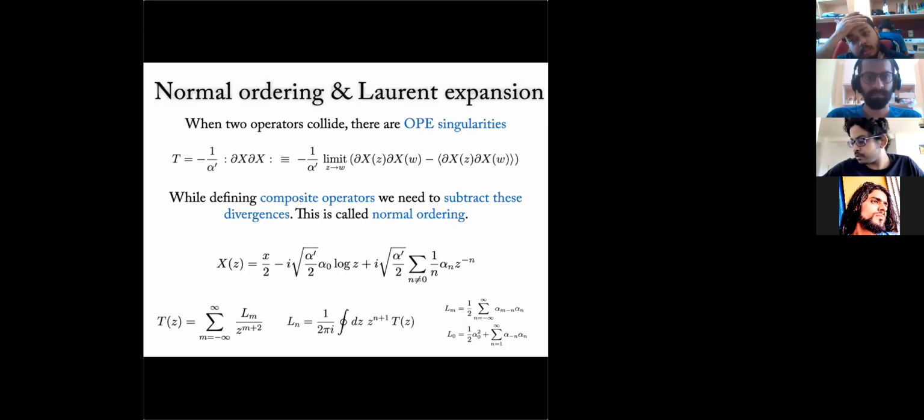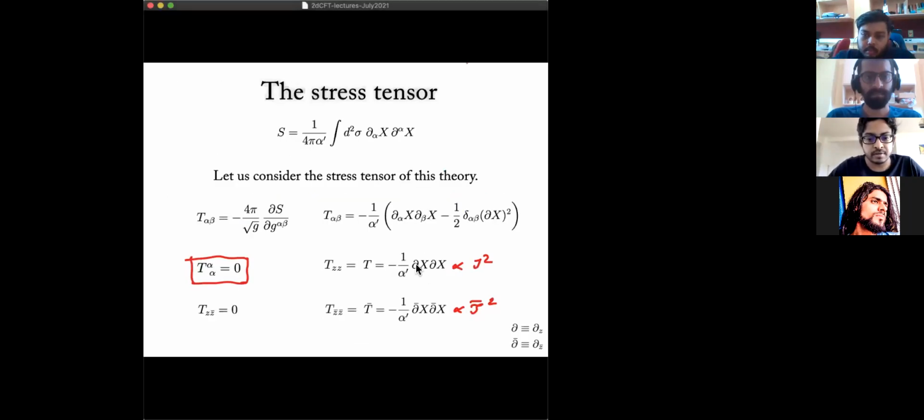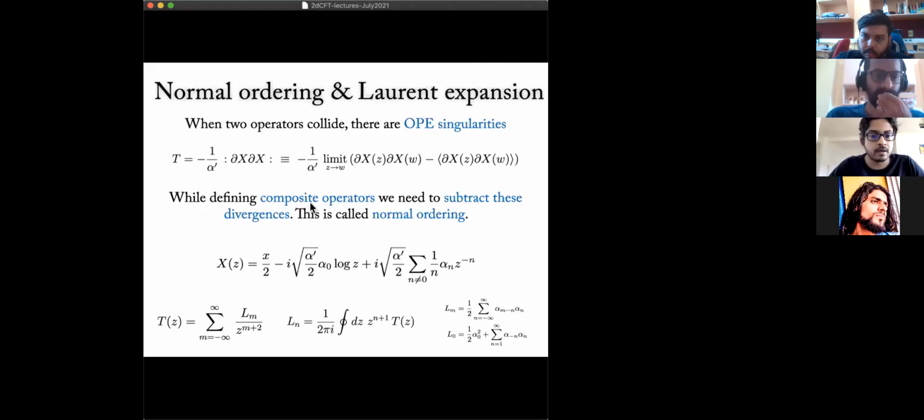Okay, so we saw over here that the stress tensor is given by the quadratic combination of the currents, and this is a local operator. So this is a function of a single spacetime point. We also saw that when we bring two scalar fields close to each other, there are divergences. When two operators collide, there are OPE singularities. So in order to define composite operators of this kind, where the stress tensor is a quadratic combination of the currents, we have to subtract out these OPE divergences. And this is called normal ordering.